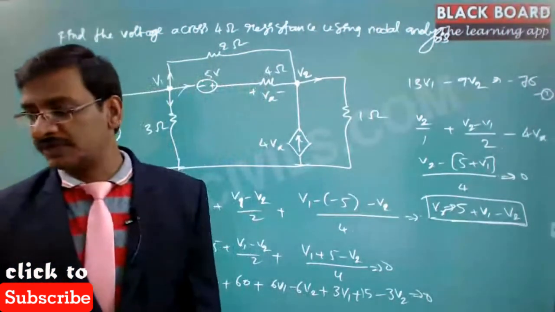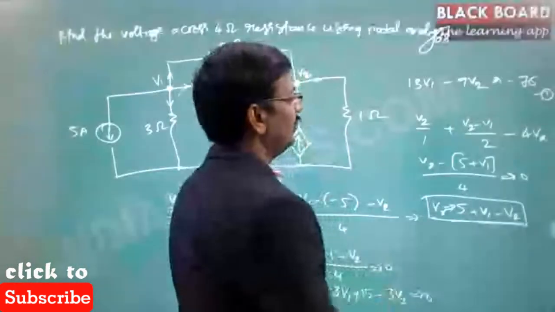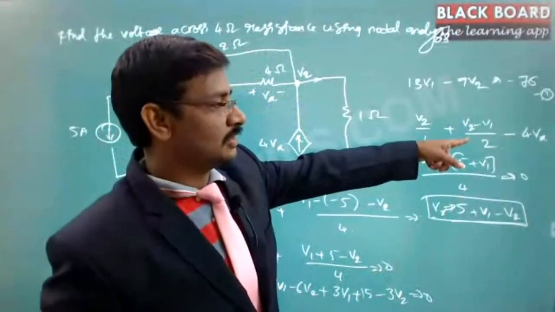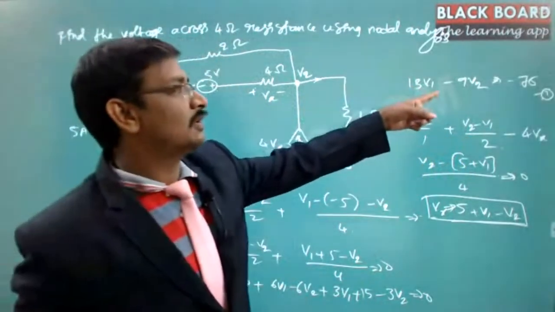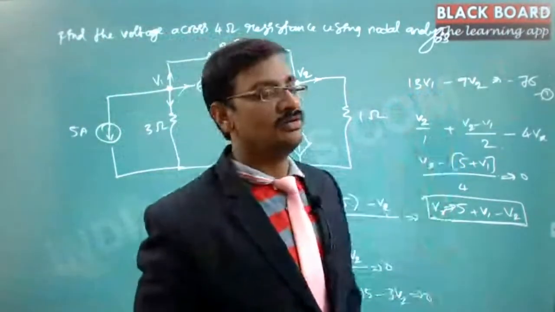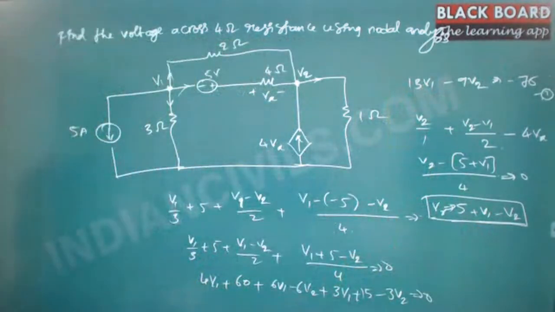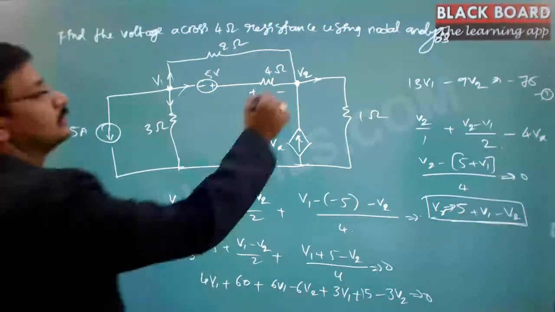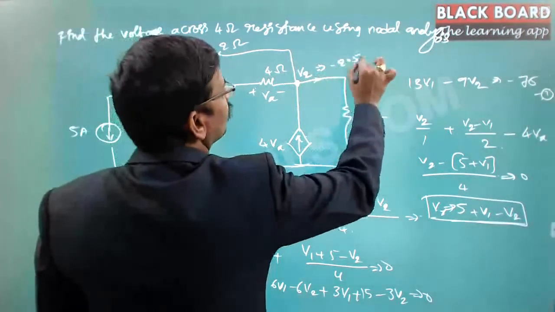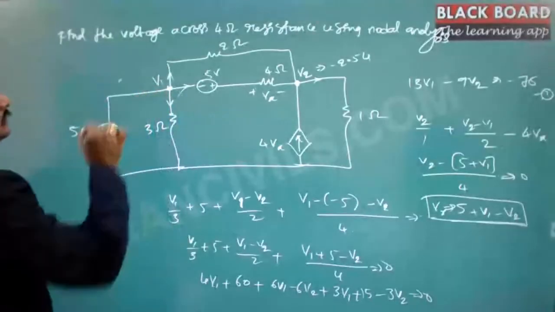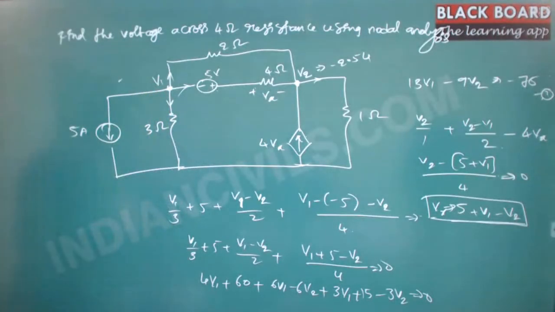Now we have got three different equations. These equations we have to solve. And then the Vx value you can substitute in this equation. And we have one more equation, 13V1 minus 9V2 equal to minus 75. You can solve for V1 and V2, and you will get V1 as minus 7.55 and V2 as minus 2.54. So this is minus 2.54 and this is minus 7.55.